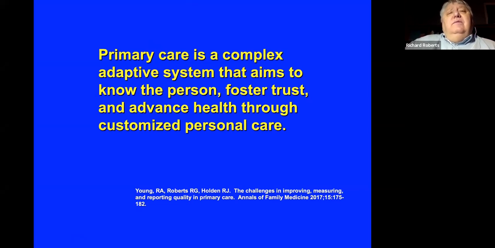The definition I prefer for primary care is that it's a complex adaptive system that aims to know the person, foster trust, and advance health through customized personal care. Just think about the difficulties we've had getting people vaccinated around the world. Sometimes it's because of vaccine availability, but many times it's because of vaccine hesitancy. And we think that has a lot to do with trust. One of the ironies in the United States, which had plenty of vaccine available, is that only about two-thirds of the adult population sought out vaccination. My argument as to why is that most vaccinations have historically been given in the primary care setting. And now suddenly governments are setting up huge vaccine clinics in football stadiums, where people don't know who's giving them the vaccine. There's no one they can really talk to about it. They don't have trust in that system. Next slide, please.